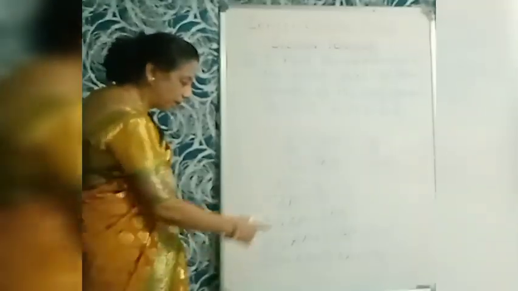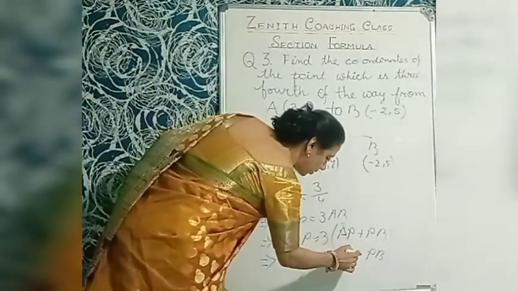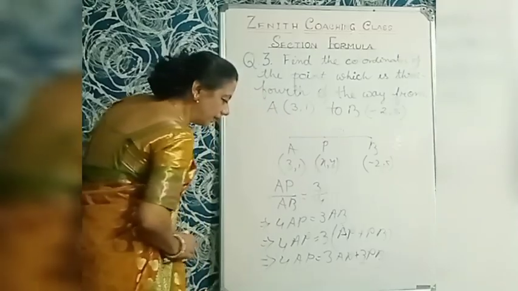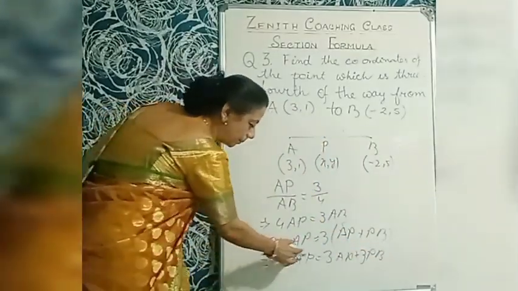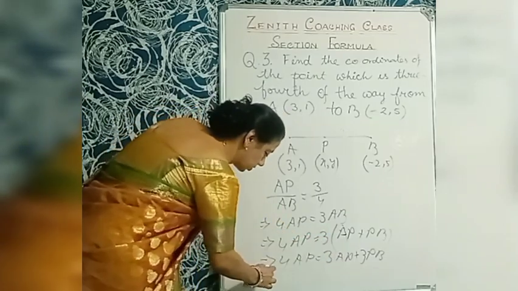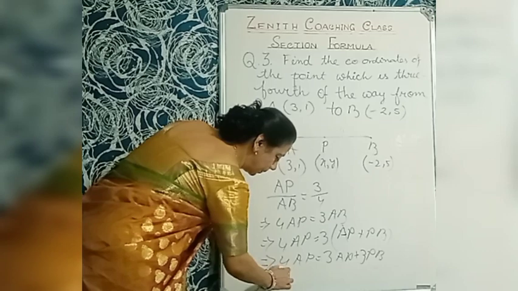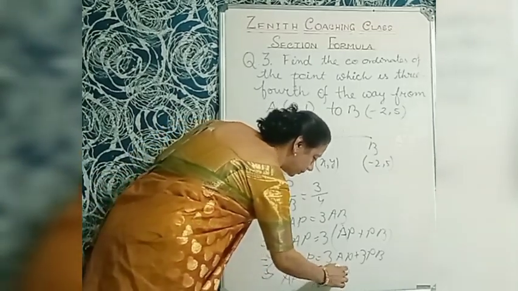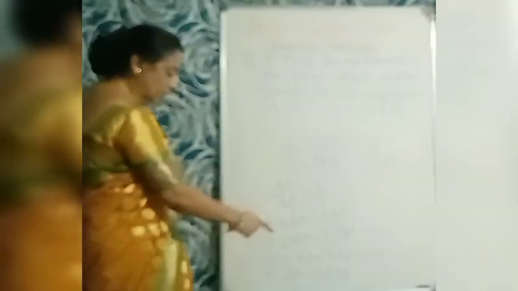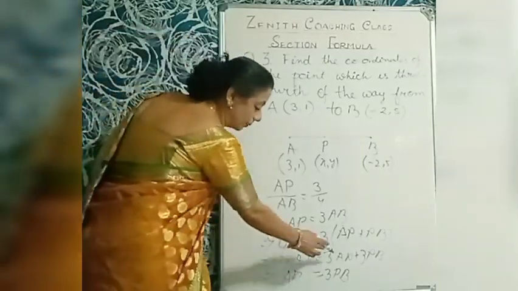3AP plus 3PB. Sorry, here again, 3PB. Okay, so don't put the bracket here. So 4AP minus 3AP, that is AP. AP equals 3PB. Now just find the ratio AP by PB.